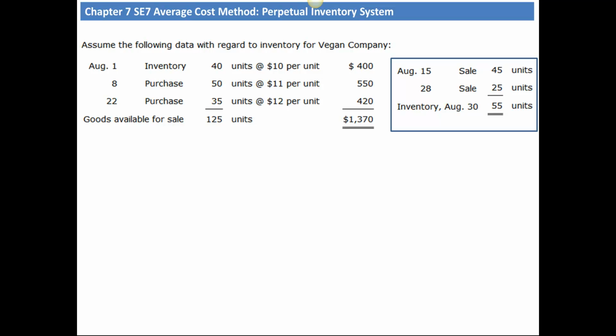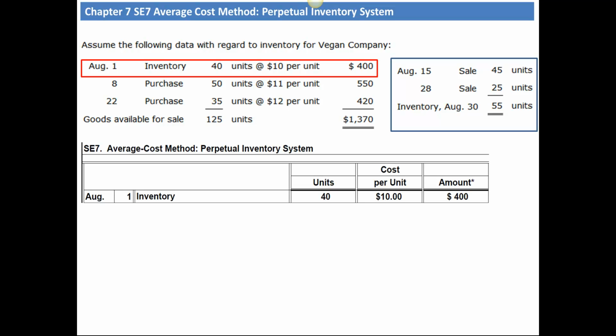So what that means here now is that we can't wait until the end of a period to update our cost of goods sold account, and the days that the sales are made are actually important because we can only sell what we actually have. So here in front of you we have all the information for our vegan company, and then on the right hand side you see the date that we made the sales and the units that were sold.